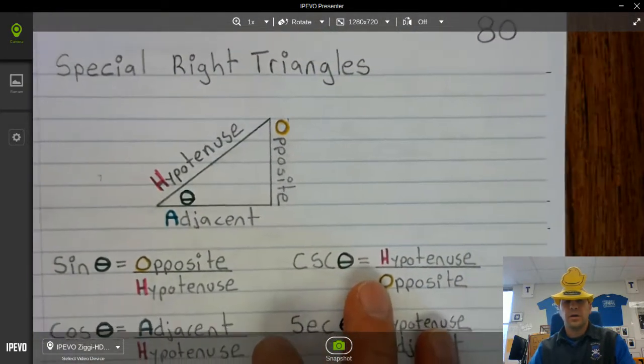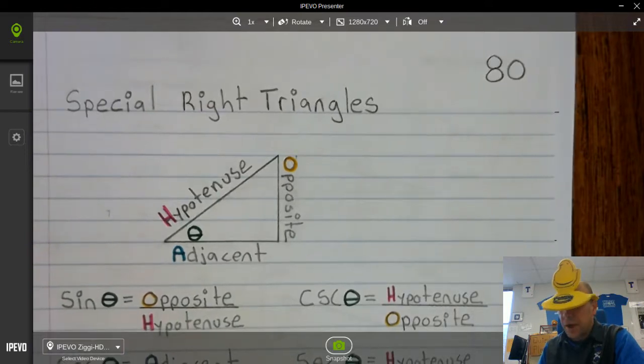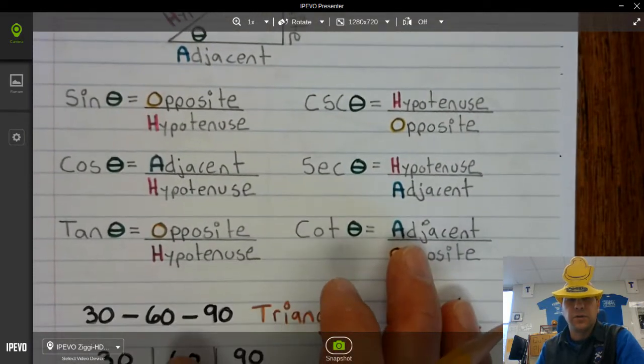All right, so we're looking at special right triangles, and that's on page 80. So if you would, take a few seconds to draw the triangle. Label the adjacent, the opposite, theta, and hypotenuse. All right, now your triangle's updated. Now we're going to refer to that when we look at our trig functions.